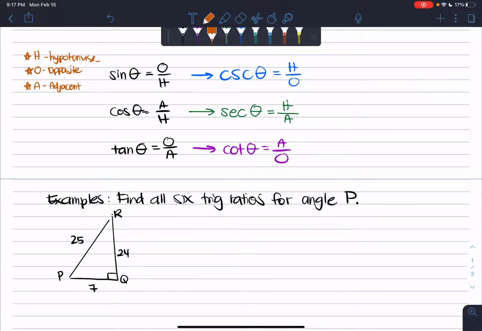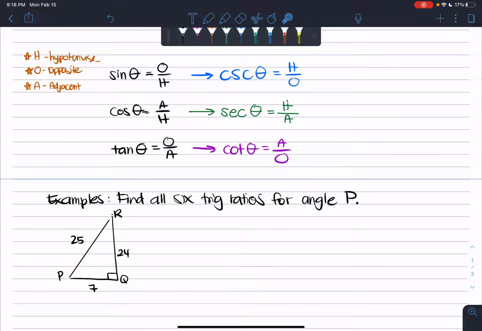All right, so what do we want to remember here? Okay, so given that H is hypotenuse, O is opposite, and A is adjacent, the reciprocal of sine is cosecant. The reciprocal of cosine is secant. And the reciprocal of tangent is cotangent.